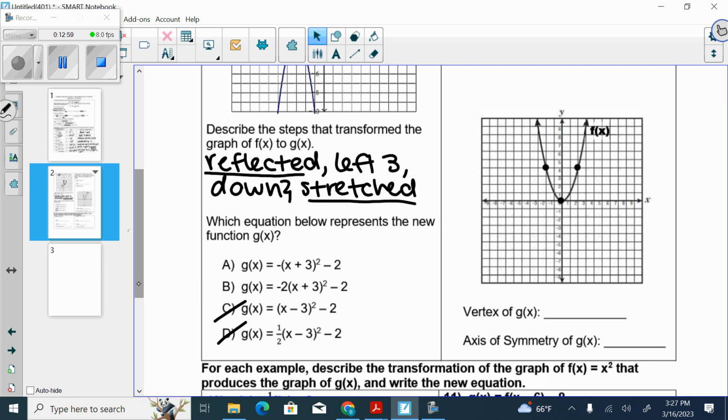So remember, a stretch means it's what kind of a number? A whole number, right. So which one do we know it's going to have to be? B, right, because it has that 2 in front. That's what makes it stretch. Good.